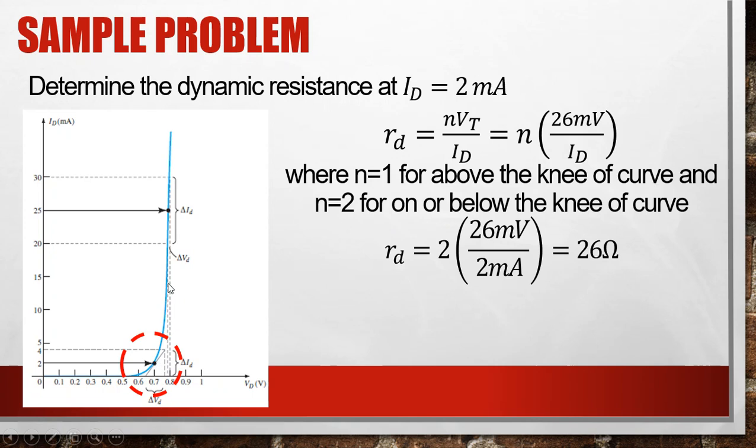Pero kung ito ay nandito, above the knee of curve, ang ideality factor na gagamitin natin ay 1. Okay, so dahil below the curve or on the curve, 2 ang gagamitin natin. To get the diode resistance or the dynamic resistance, 2 times 26 millivolts over 2 milliampere is equal to 26 ohms.